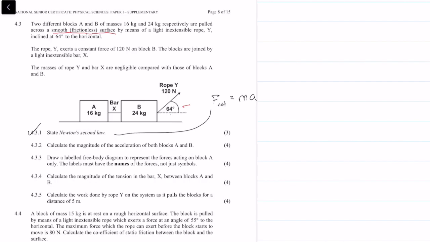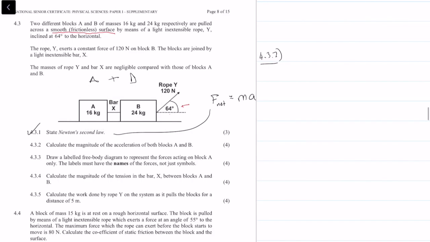We're going to start off by doing a free body diagram. So let's say 4.3.2. I'm going to do it for the system. So we can isolate a free body diagram. We could do one for A, we could do one for B, or we can do one for A and B, which is what I'm going to do, which basically takes into consideration this entire system. So it's going to look something like this.